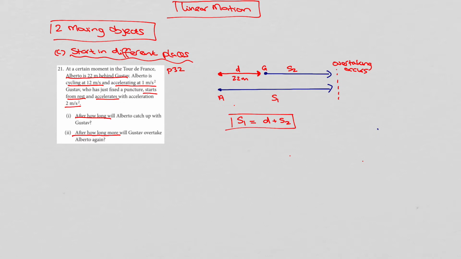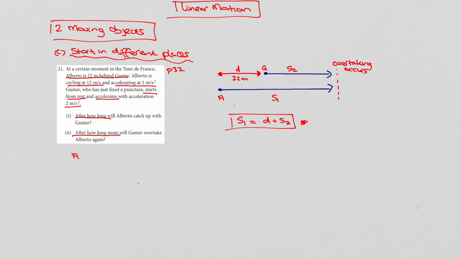Now, of course, you could have called Alberto's distance S2, in which case we would say S2 is equal to D plus S1. So whatever way you label your diagram, you then will write down the relationship. So this is our key. So let's set up our equations.